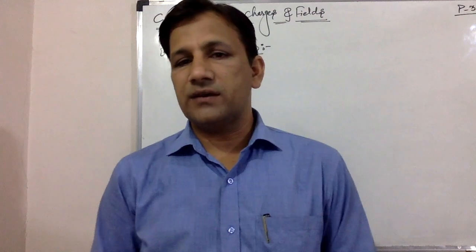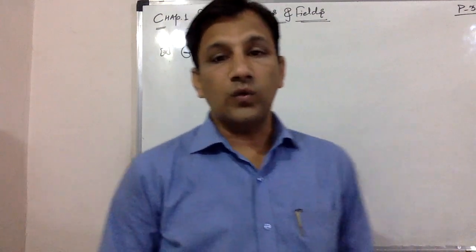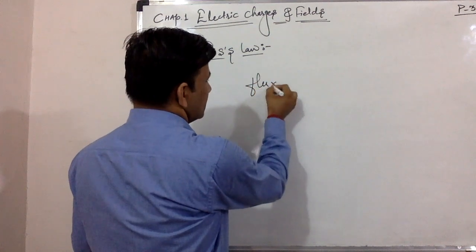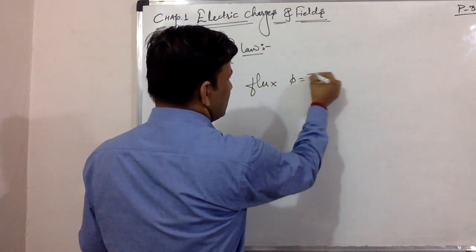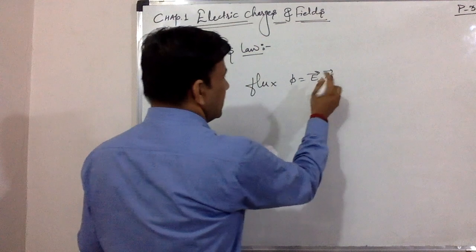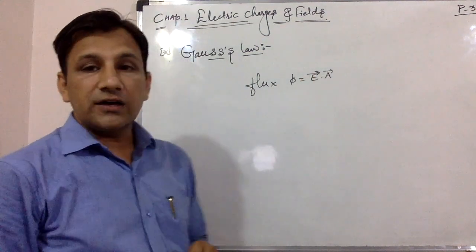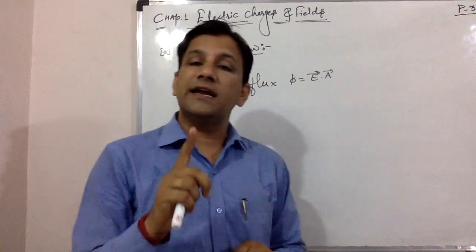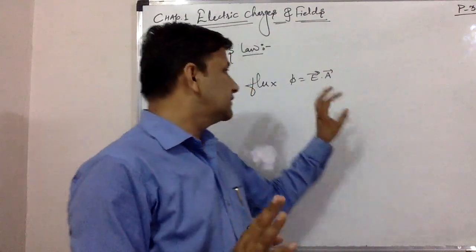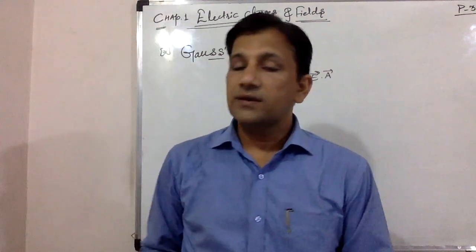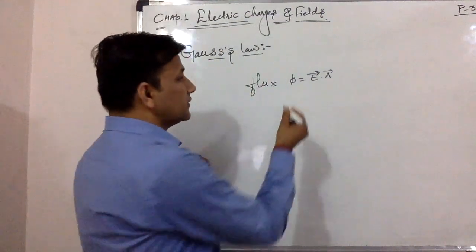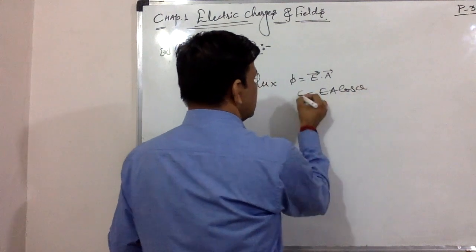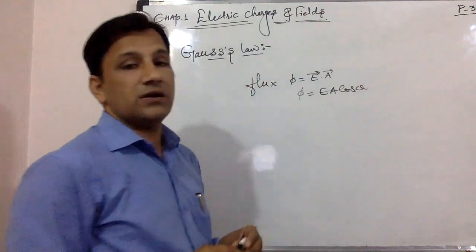And the next topic, flux. Now, what is the flux? Flux phi is equal to E dot A, means the flux is the scalar product of the electric field and area, known as flux. Now the dot product means this is the EA cos theta. Now the phi is equal to EA cos theta.